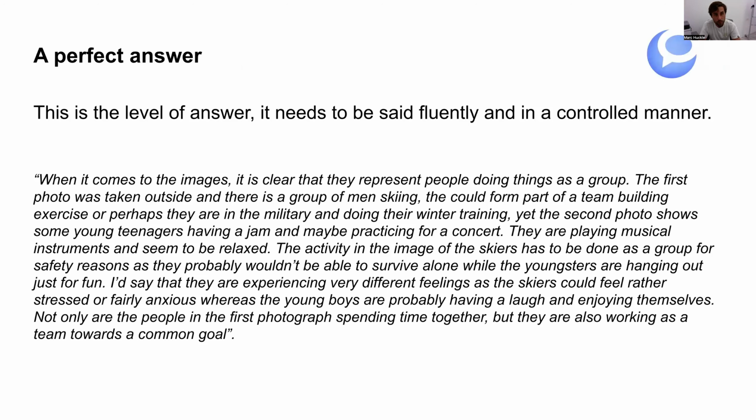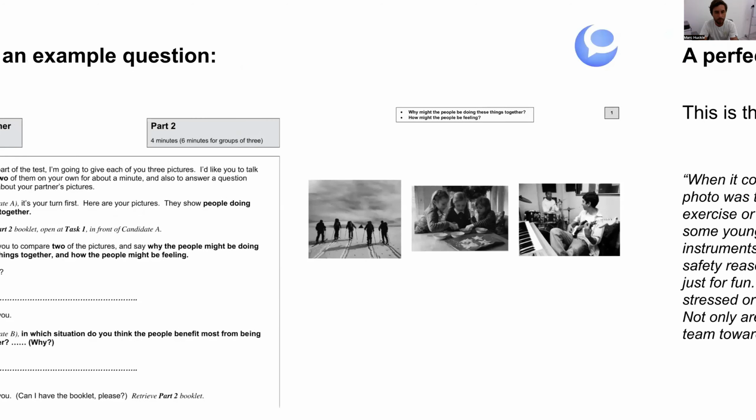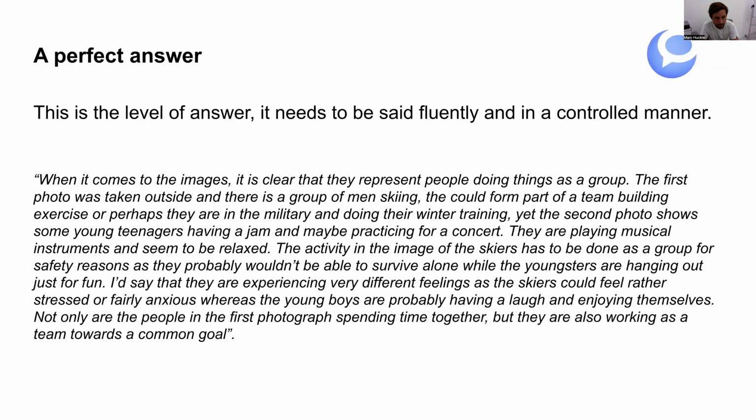You need to give an answer of this level, and it needs to be said fluently and in a controlled manner. For example, our images, we have people skiing, a group of children cooking, it seems to be, and some boys who are playing musical instruments. Your answers should be so clear that they know what images you are talking about. You can also say, I want this one and this one. You can do that. You can point even. So let's see an example. Perfect answer would be like this.